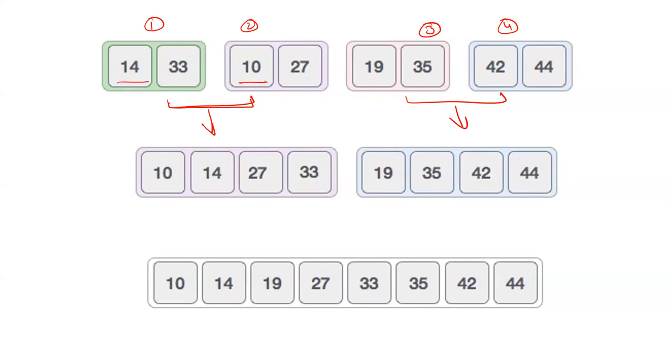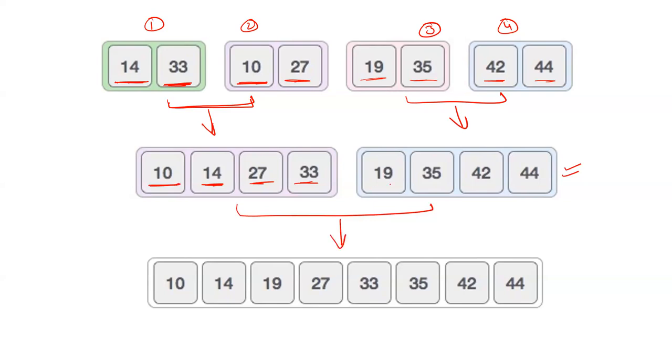14 and 10 can be compared and arranged. We will compare them. 10 will be arranged first. Now 14 is smaller, so 14 will be arranged. Now 33 and 27. 27 is smaller, 27 is arranged, and then 33. Similarly, 19, 35, 42, 44. They are arranged. Now we are going to merge these two sub arrays into one.